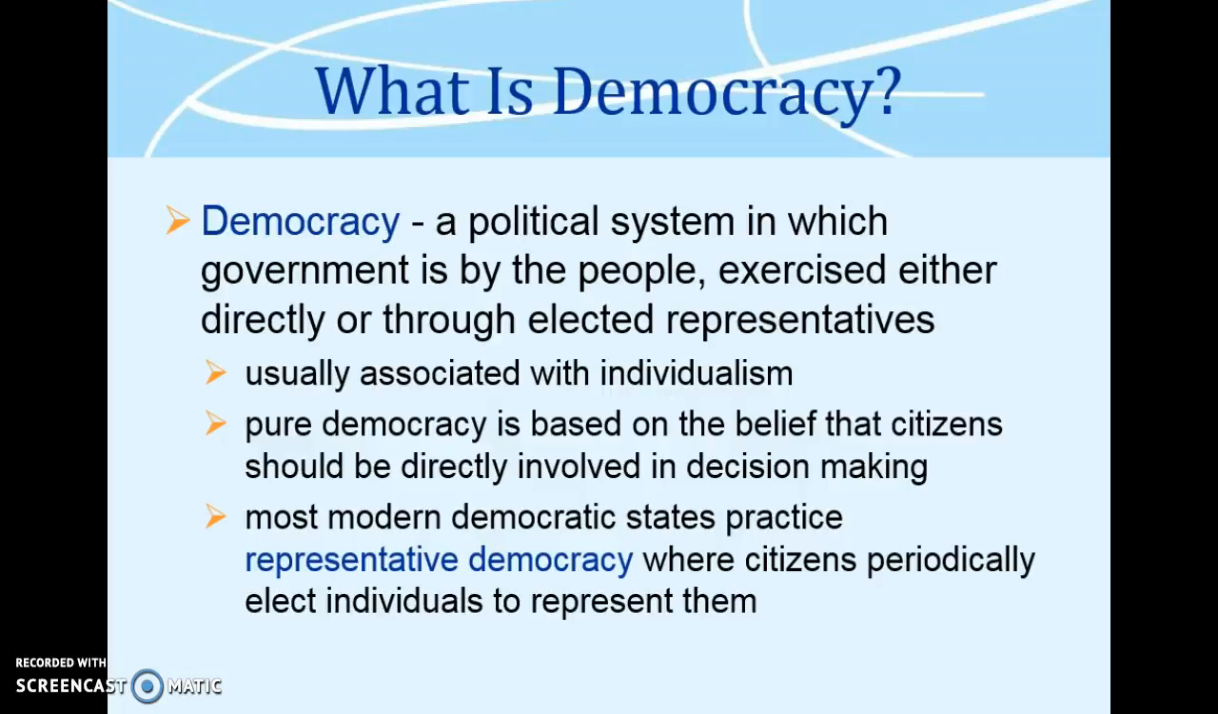What is democracy? Democracy is a political system in which government is by the people, exercised either directly or through elected representatives, usually associated with individualism. Pure democracy is based on the belief that citizens should be directly involved in decision making. Most modern democratic states practice representative democracy, where citizens periodically elect individuals to represent them.